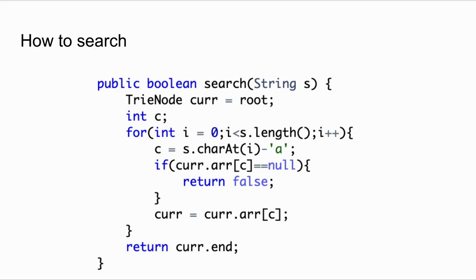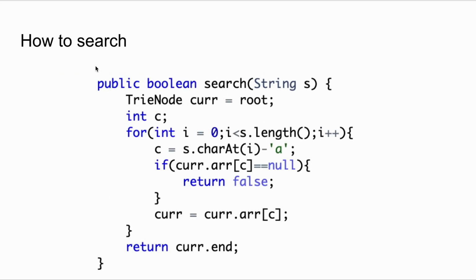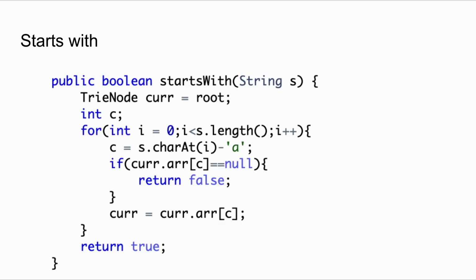Then we have one more function that is asked in this question, that is startsWith. So startsWith is actually similar to search, but the only thing is, for example, if you want to find a word that starts with ACTO, it need not end, right? So that is the basic idea. The logic is similar to the previous search, but instead of returning the end, we will just be returning true if all the letters in S are already there. So this is how we insert, this is how we search, and this is how we find startsWith.